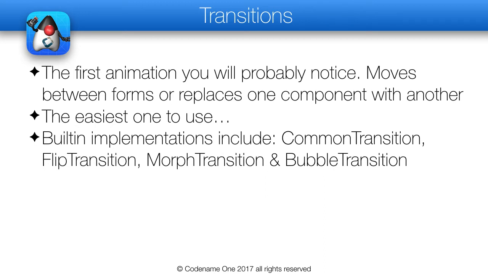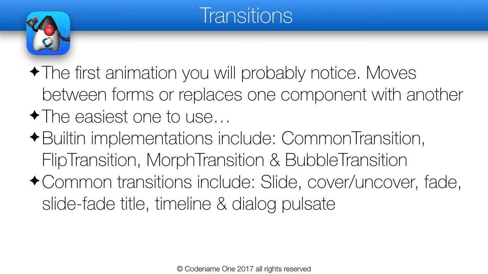We have several built-in transitions. Common transitions include things such as slide, cover, fade, etc. Flip transition is a card-like 3D effect that relies on device-native perspective transform. It will look pretty different on devices and the simulator. Morph converts one component to another and is aimed at the material design paradigm where a UI element in one form transforms to another when moving to a new form. Bubble transition is also inspired by material design and represents a dialog growing into place using a bubbling effect.